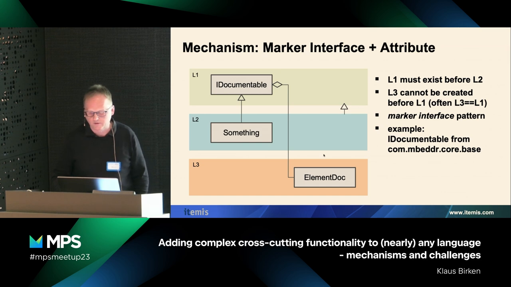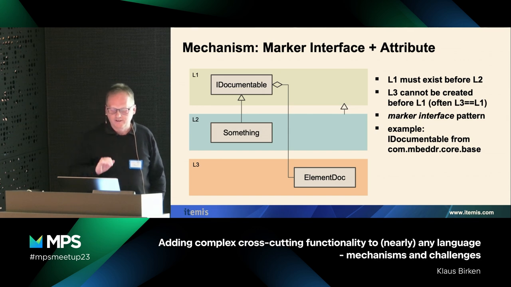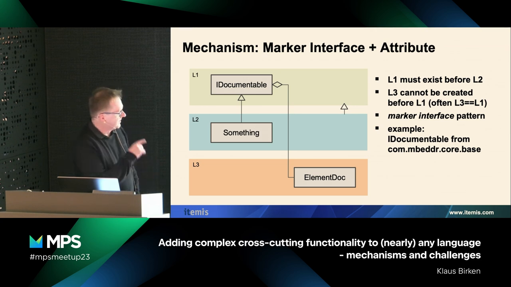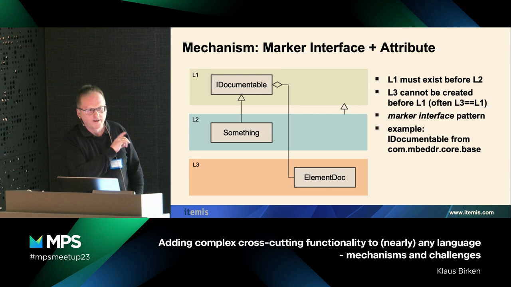It's quite an old thing, probably 10 years old, and let's look at the causality, so the order in which we can create the languages. L1 must exist before L2, which is not always the case. And L3 cannot be created before L1. But this is not a big restriction, because in this example, this element documentation is actually a part of L1, so L3 and L1 can all be the same. But the important restriction is that when you build the something concept, the IDocumentable already has to be there.